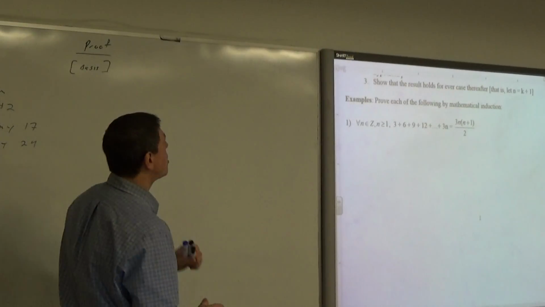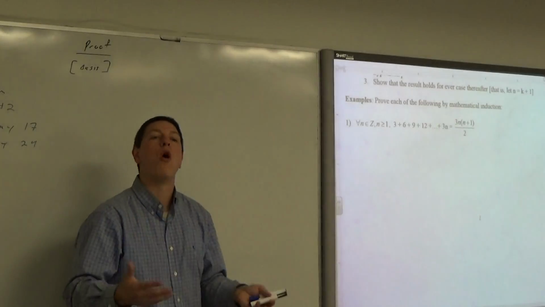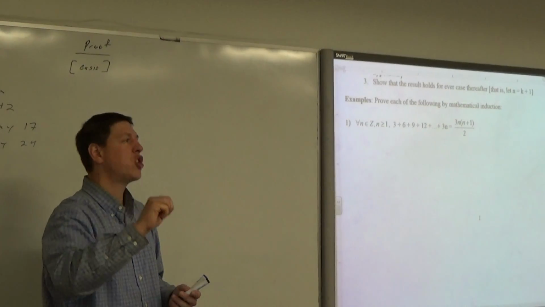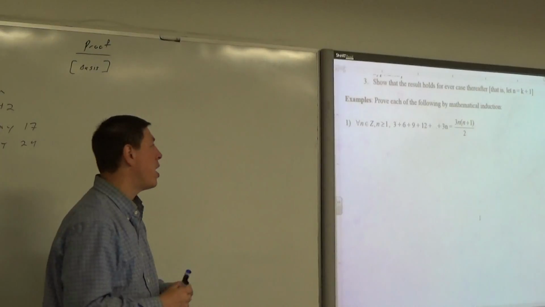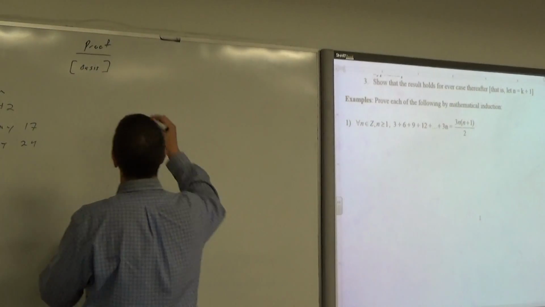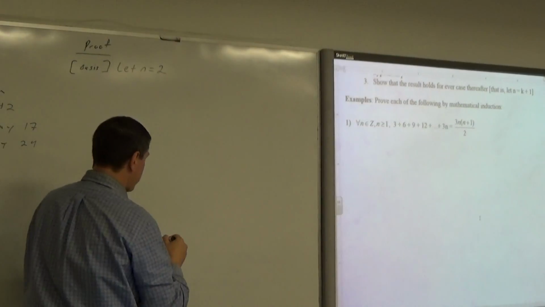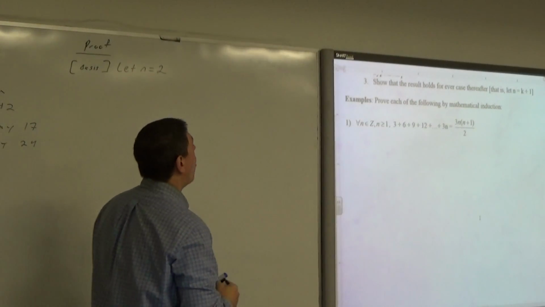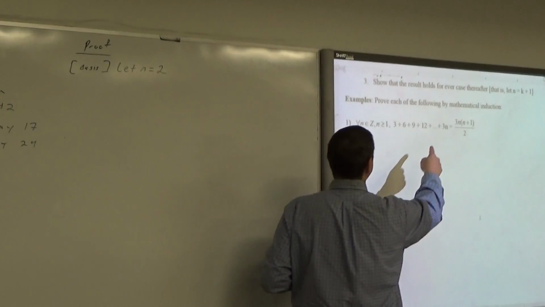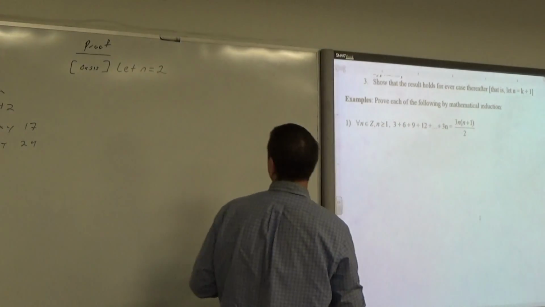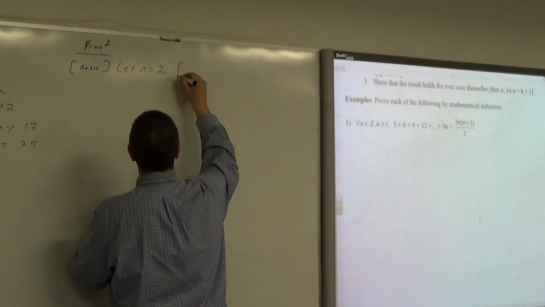Alright, the basis says we have to show this true for a small value of n, okay? So let's just use 2, just because I don't like using 1, so I can show you guys what happens with 2. So, let n equal 2. Now, 2 means, on the left side, I'm going to add up the first 2 terms. So, I'm going to put this in brackets.